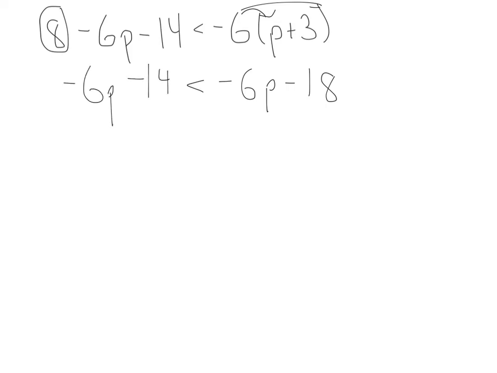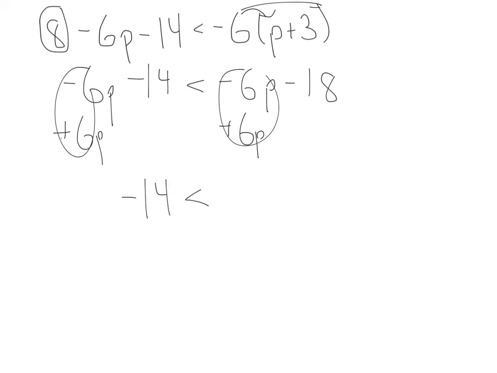Alright, so looking at this now, we have the same variable on both sides. So what I like to do is I want to get rid of that 6p, and I do the same thing on both sides, so I get 0 there and I get 0 there. So what I'm left with is just negative 14 is less than negative 18.